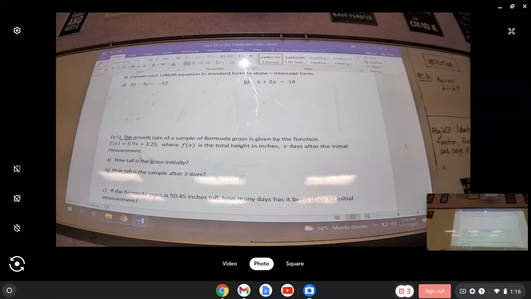Watch your signs, guys. That's usually one of the things I remember you guys maybe messing up. Don't lose your signs. Don't forget to reduce, because Delta Math will definitely mark you wrong for reducing or not reducing.